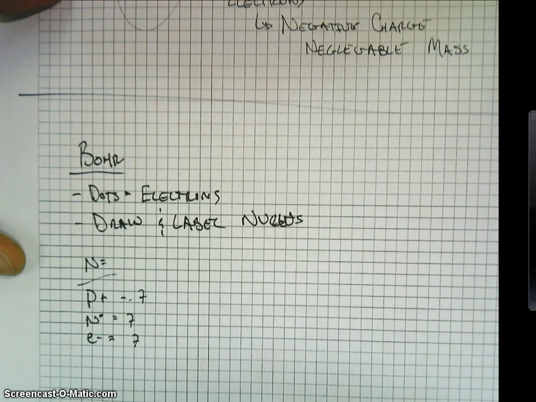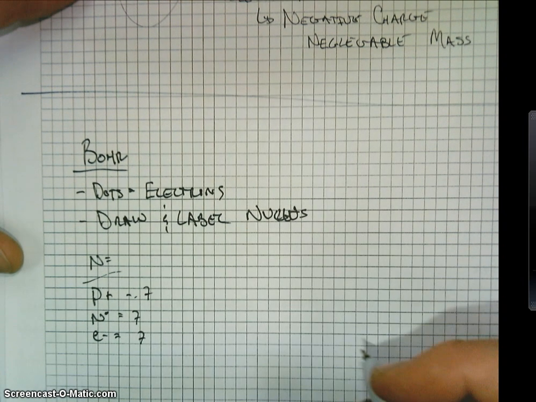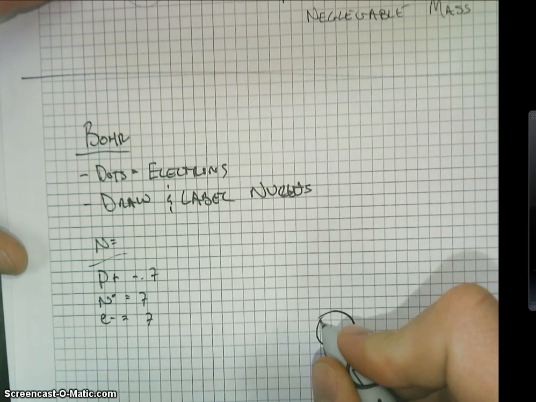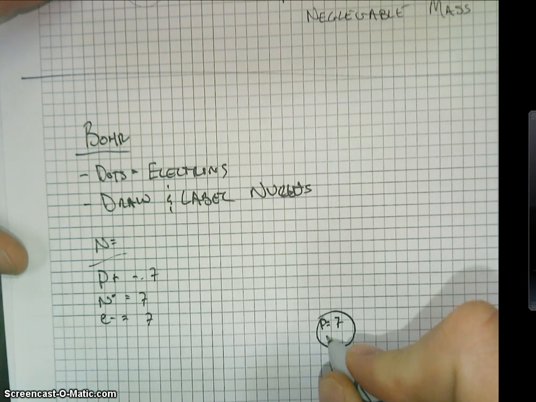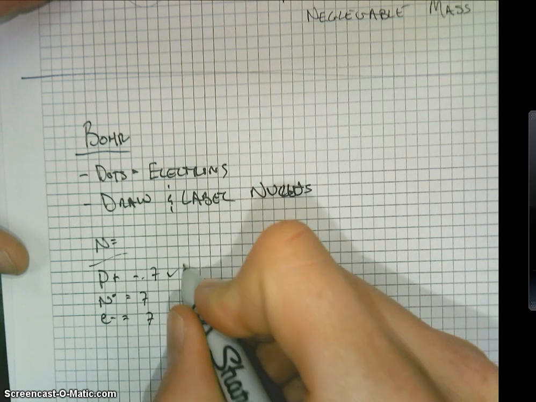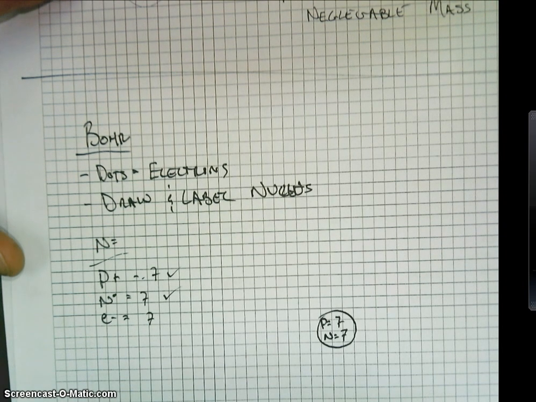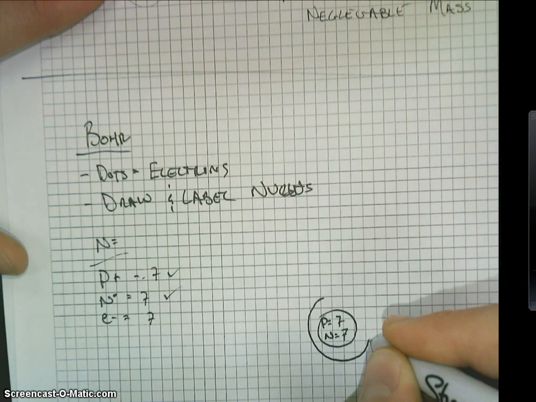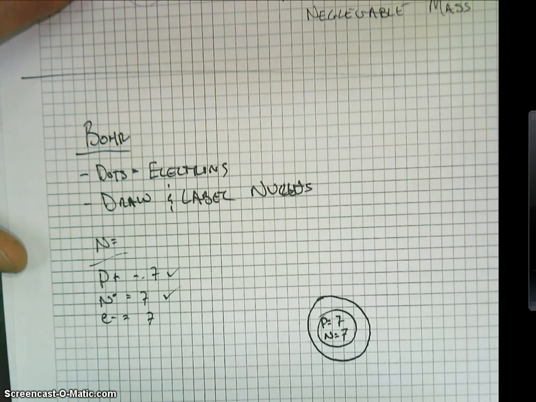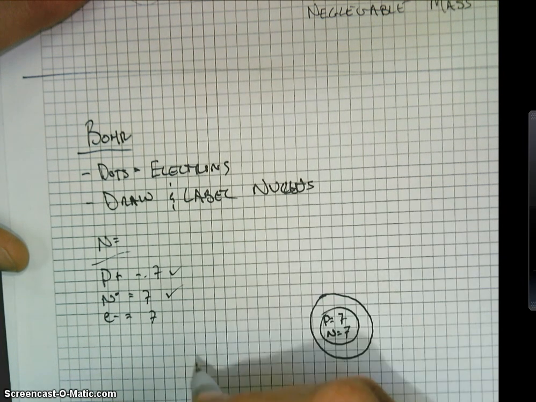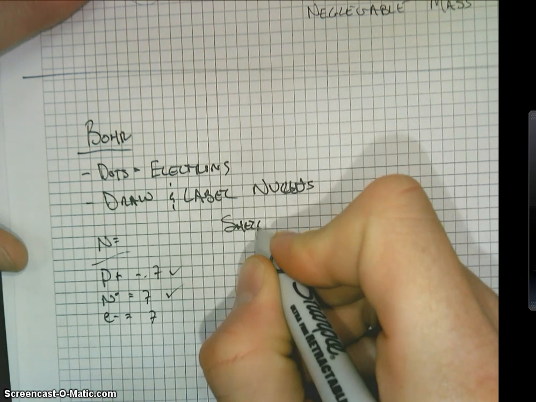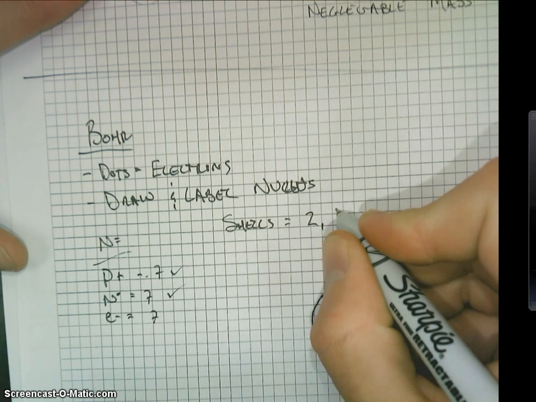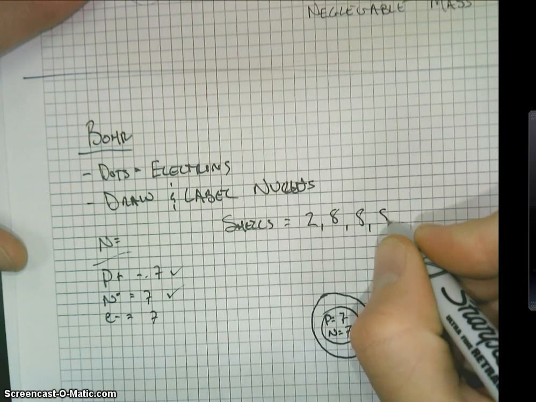So we want to draw and label these. Just like I said, we're going to put in our nucleus. Protons equals 7, neutrons equals 7. So these are represented in our diagram. Now we need to represent electrons, and the way that we do that is by drawing orbitals or shells. Shells have maximum capacities. The maximum capacity for the first shell is 2, then 8, then 8, then 8, and so forth.